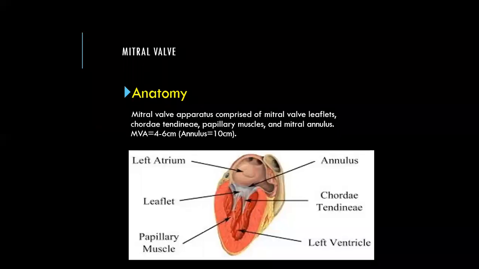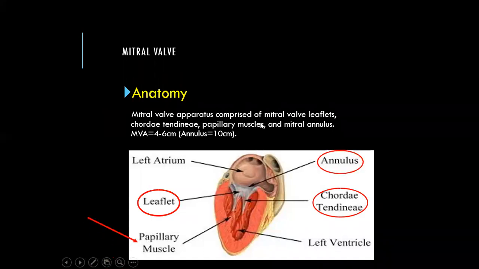So this is just the anatomy, and you can see the papillary muscle there. In mitral valve disease, mitral stenosis, commonly both the valve and the subvalvular apparatus are involved, commonly the chordae tendineae, the annulus, and the mitral leaflet itself, and in some cases of mitral stenosis, the papillary muscles are also involved.